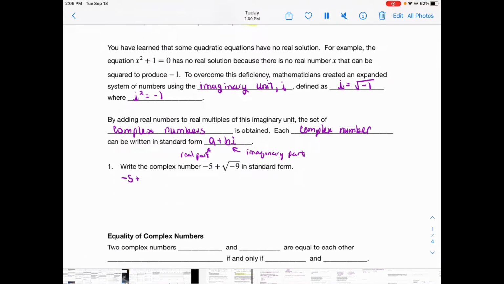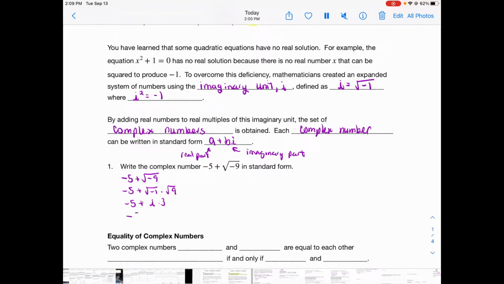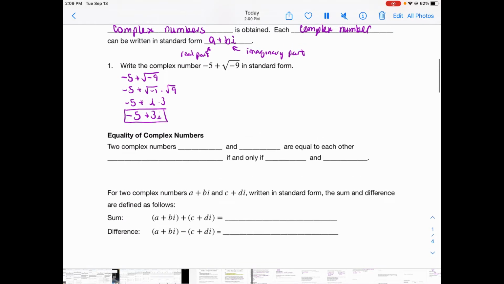So we're going to write the complex number negative 5 plus the square root of negative 9 in standard form. The square root of negative 9 is the same thing as the square root of negative 1 times the square root of 9. The square root of negative 1 is defined by i, and the square root of 9 is 3. So we get negative 5 plus 3i, and that's in standard form. Notice the negative 5 is the real part, and the 3i is the imaginary part.